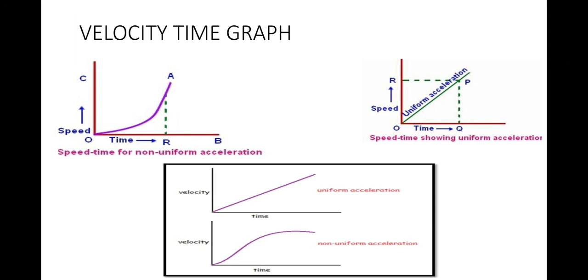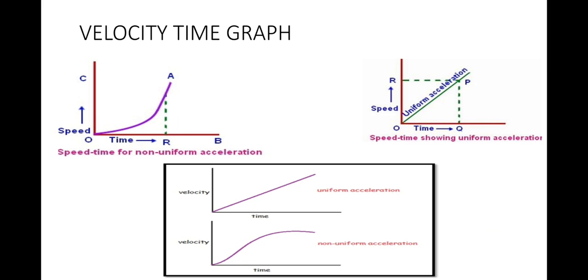Next, we will understand the velocity time graph. The velocity time graph is basically between, or we can say, speed and time. Now what is the formula of acceleration? Acceleration is actually change in velocity upon time. So the slope of the velocity time graph will give us acceleration. Now how will we calculate that?